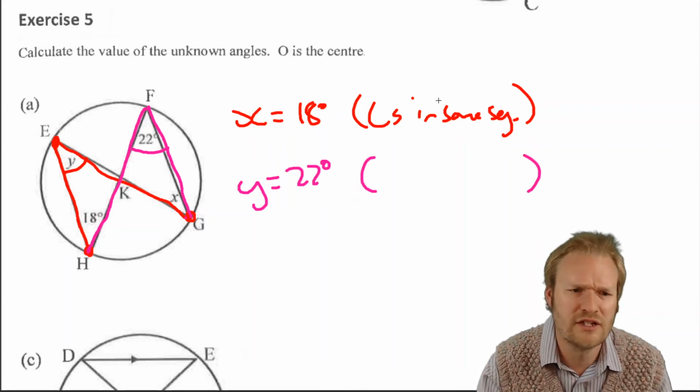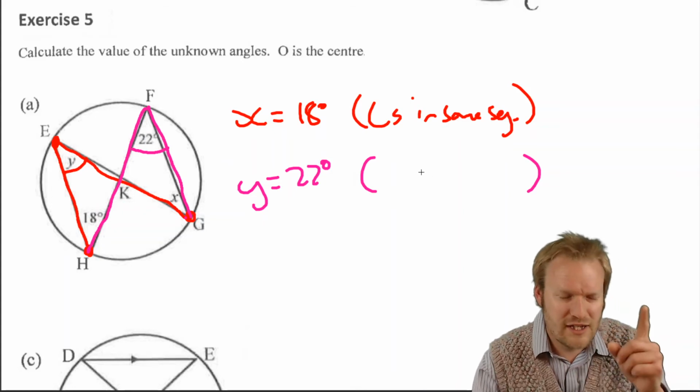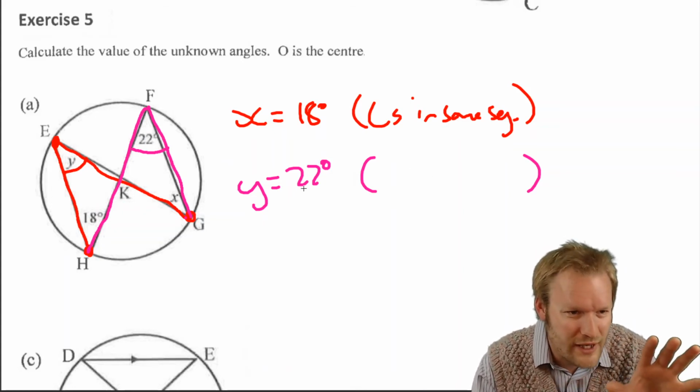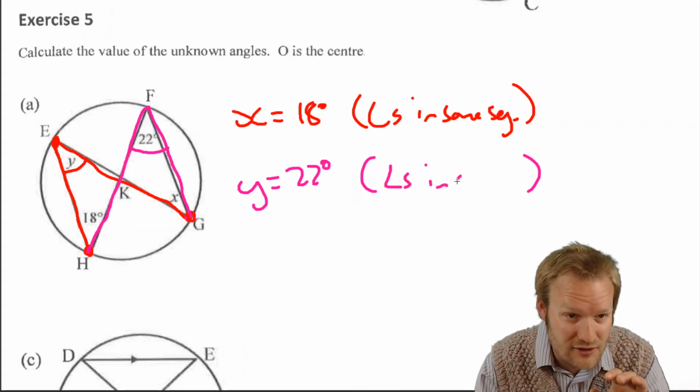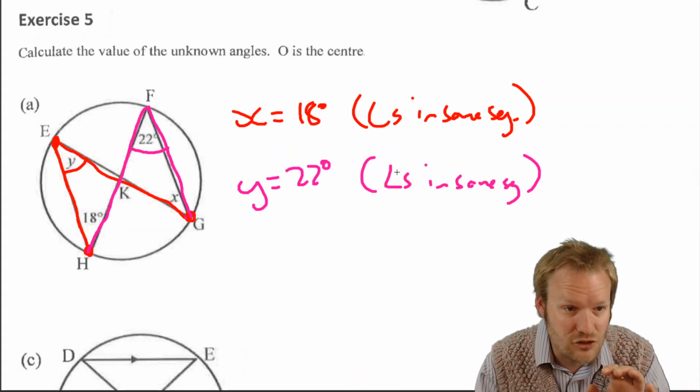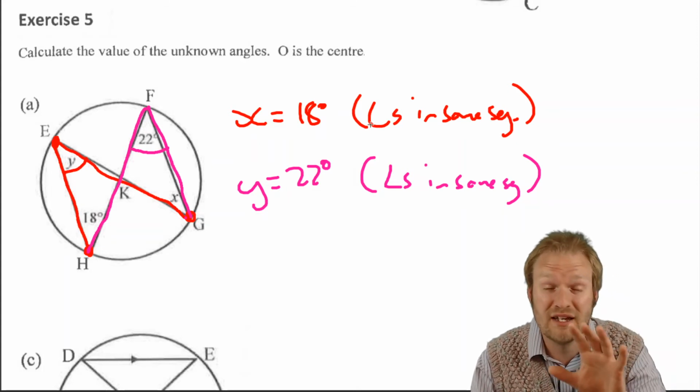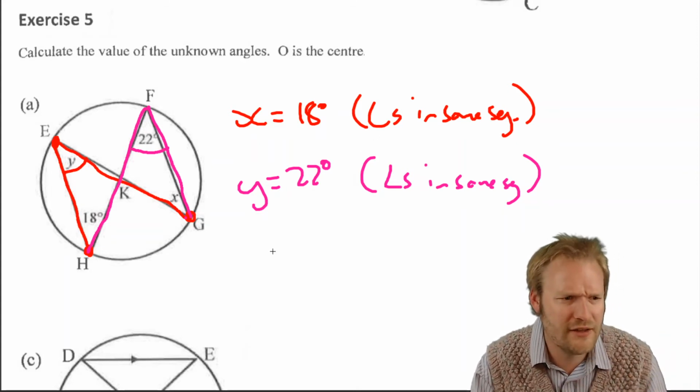We've already written this reason. Do we have to write it again? Yes, we definitely do, because this statement, y equals 22, relates to this reason, or vice versa. This reason, angles in same seg, relates to this statement. So each statement needs its own reason. Okay, and there we are.